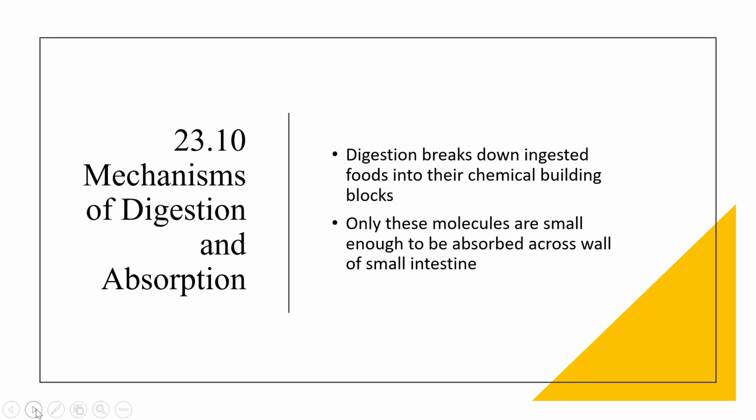So let's start with the mechanism of digestion and absorption. Well, we know that digestion breaks down ingested food to their smallest absorbable particle, basically a unit which we call building blocks. And only these molecules are small enough to be absorbed across the wall of the small intestine. So we want them to be very, very small.